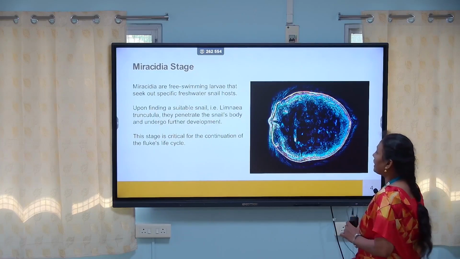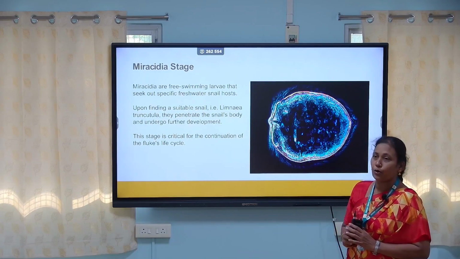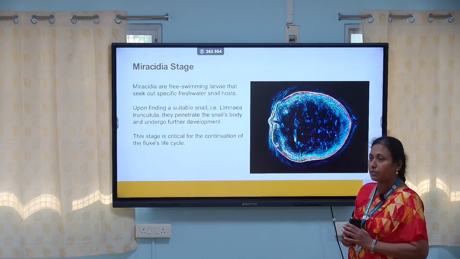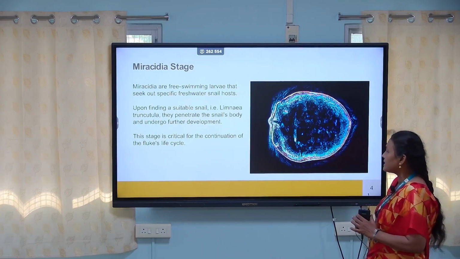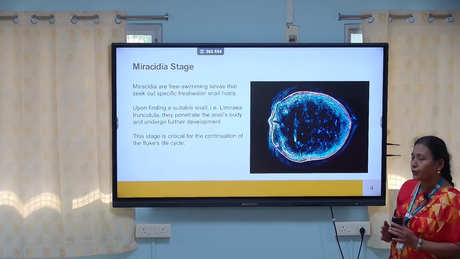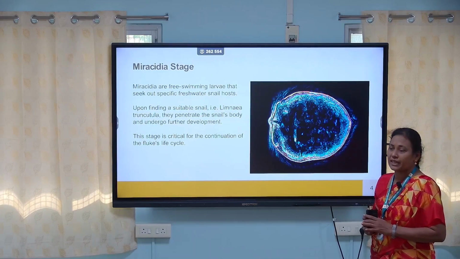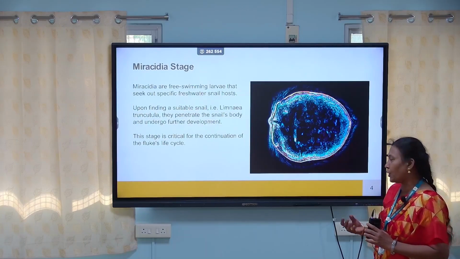It is free swimming and seeks out the specific freshwater gastropod, the snail Lymnaea truncatula, which it penetrates, and from there it undergoes further development. This stage is very critical for the continuation of the liver fluke's life cycle. If we destroy this snail, we can prevent the contamination of Fasciola hepatica in humans.